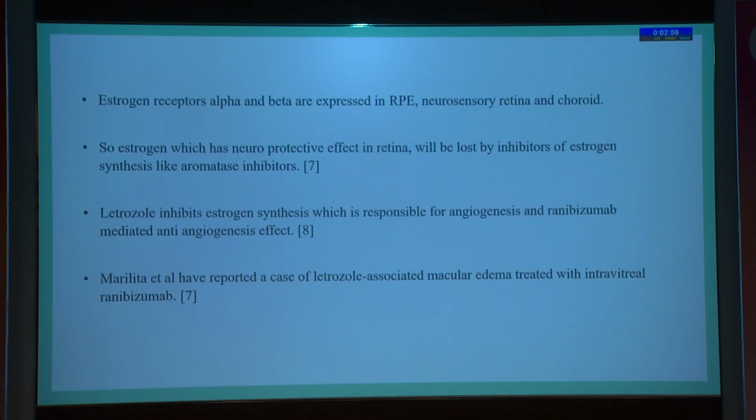The mechanism is that estrogen receptors have alpha and beta receptors. Estrogen receptors alpha and beta are expressed in the RPE, and the neurosensory retina and the choroid are involved. So estrogen, which has a neuroprotective effect in the retina, is lost by inhibitors of estrogen synthesis, like aromatase inhibitors. Letrozole inhibits estrogen synthesis, which is responsible for angiogenesis and ranibizumab-mediated anti-angiogenesis effect.